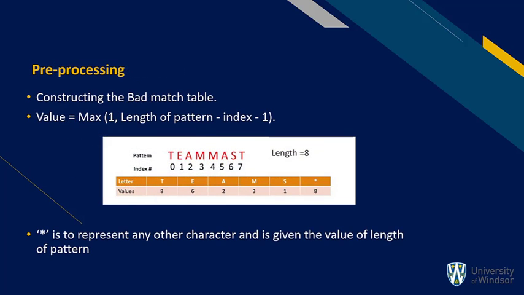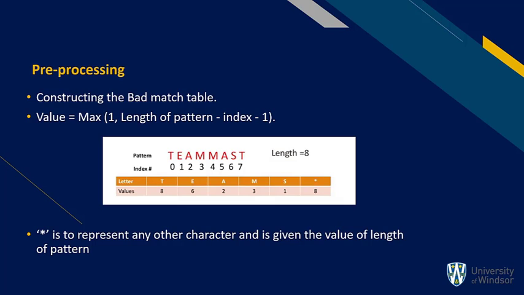So how do we calculate the bad match table? Before executing Moore's algorithm, pre-processing is essential, that is by constructing a bad match table. The bad match table uses a general formula of max of 1, or the length of the pattern minus the index of that particular character minus 1.